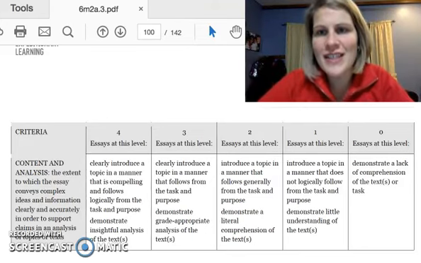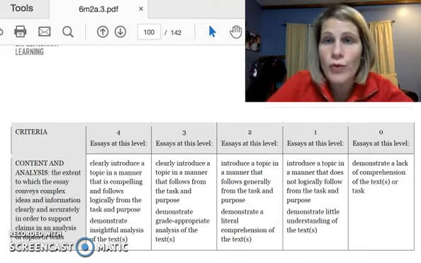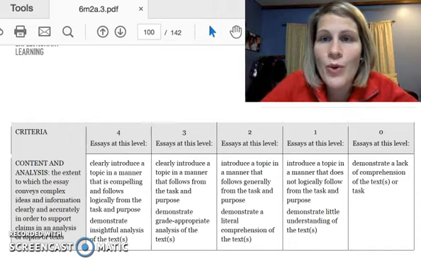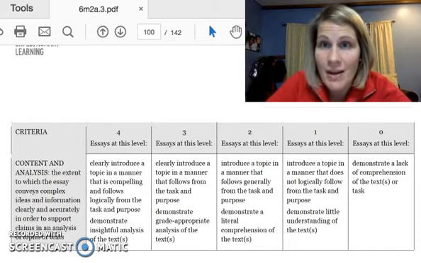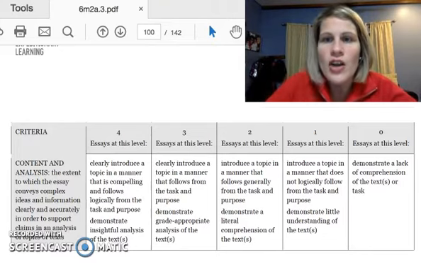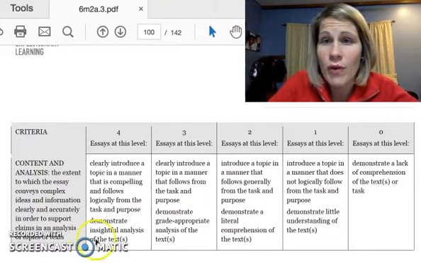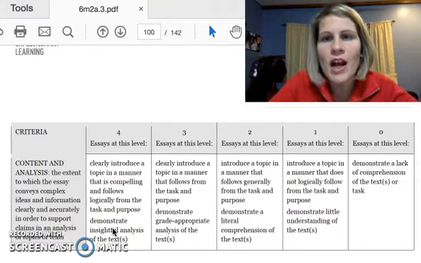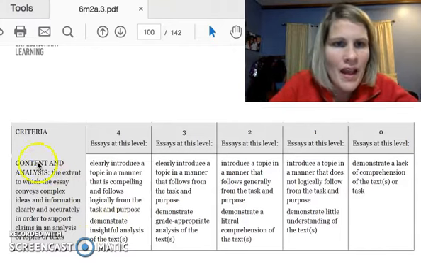Hello, sixth graders. Today we're going to take a look at the 4-point rubric so that way you are ready to begin writing your body paragraphs. I know that when I had you assess yourselves last time, you were really struggling with some of the vocabulary and language in this rubric, so we're going to take some time to talk about it.